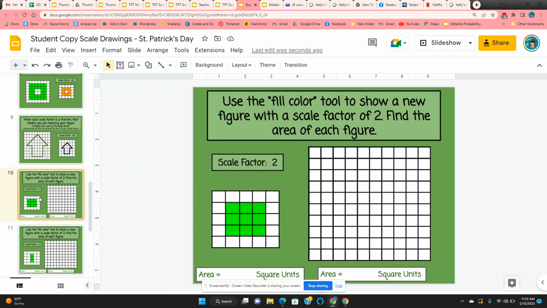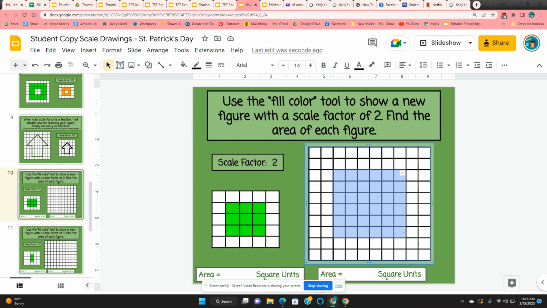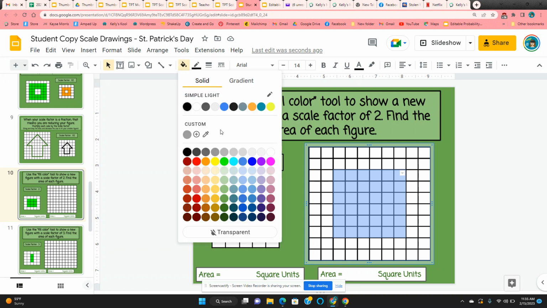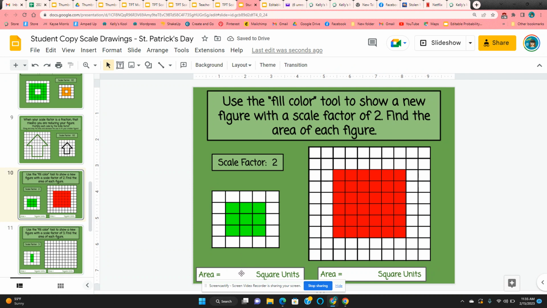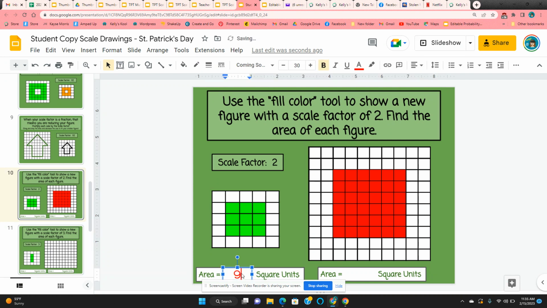Now we're going to be looking at area. So on this one, we have a scale factor of 2. So that means they're going to now have a 6 by 6 rectangle or square. Fill it in with any color. But they're going to be looking at the area. So the area of the smaller figure is 9 square units. The larger figure will be 36 square units.